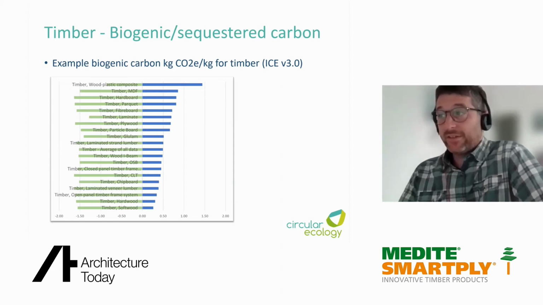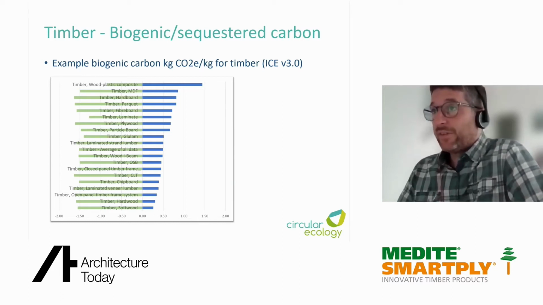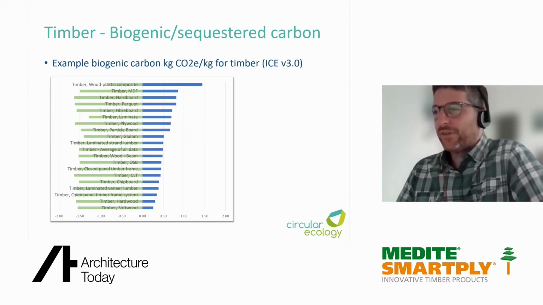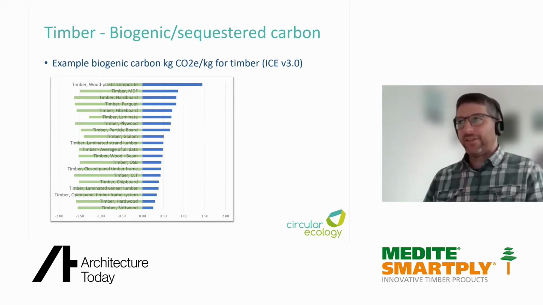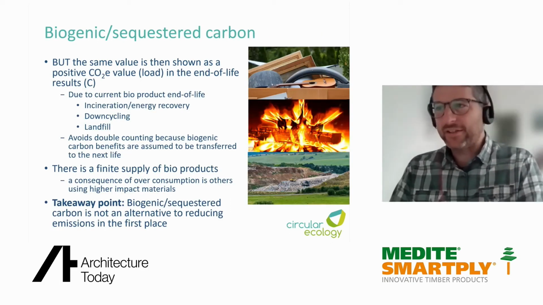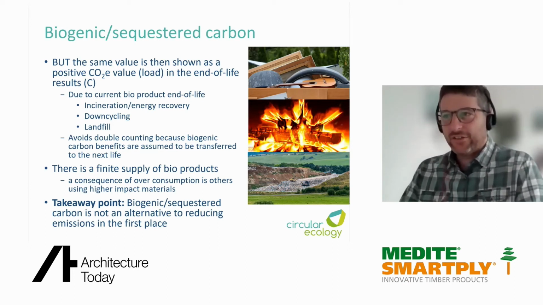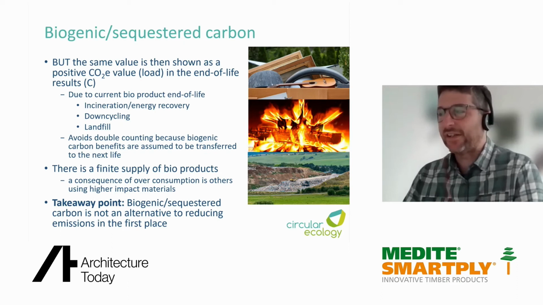So you can see that for many of these products, apart from one actually, the net effect will be a negative number in terms of that stage A results. So that's what people often point out about timber, that it has this negative value on the results. However, the way that the carbon accounting works in the standards means that the same value that's shown as a benefit at the beginning of the life cycle is actually put back in as a load, a disbenefit, if you like, at the end of life in stage C.